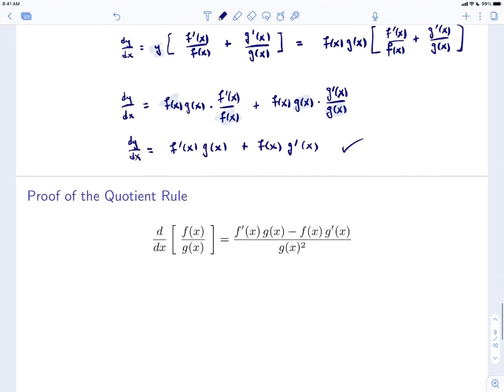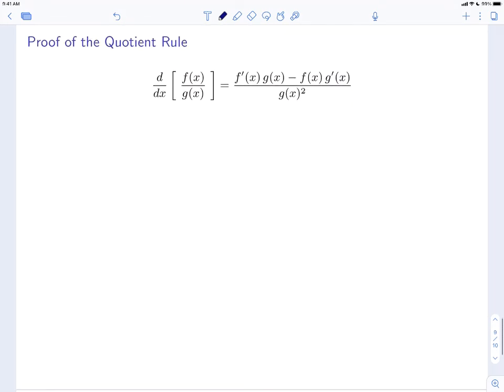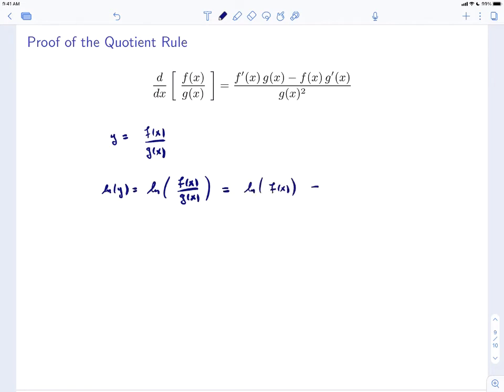We can actually do the proof of the quotient rule in essentially the same way. We start by letting y equal f at x over g at x, and then we apply the natural logarithm to both sides. That gives us ln of y is equal to ln of this quotient, f at x over g at x, which we can rewrite as ln of f at x minus ln of g at x. And that's really the whole reason to do this, because the logarithm turns the quotient into a difference.